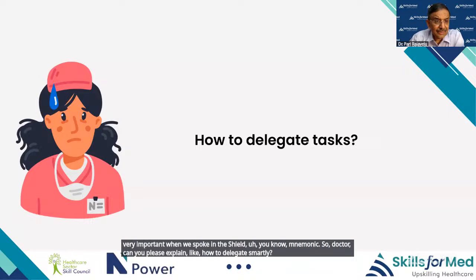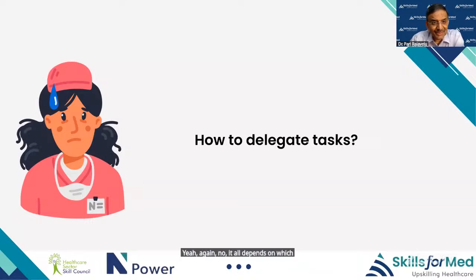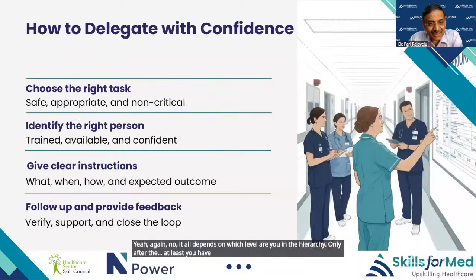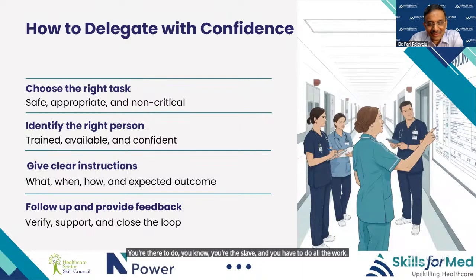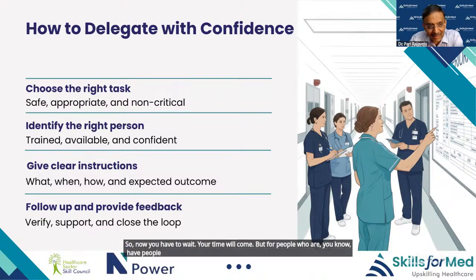Yeah, again, it all depends on which level you are in the hierarchy. Only after you have at least one monkey under you, you can delegate. If you are the last monkey, you can't delegate. You are there to do, you are the slave and you have to do all the work. So you have to wait. Your time will come. But people who have people working under them can delegate.